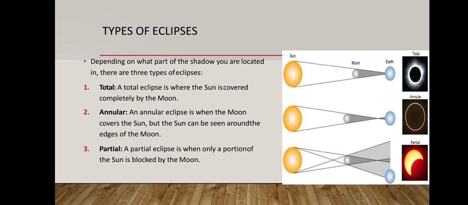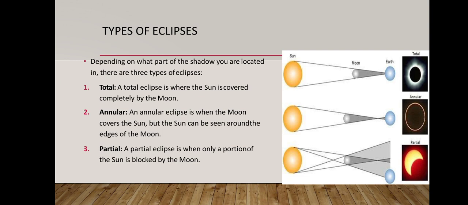So what is a total eclipse? A total eclipse is where the sun is covered completely by the moon. So in this eclipse the earth will be completely dark, it will not receive even a little bit of light at all. And another eclipse is when the moon covers the sun but the sunlight can be seen around the edges of the moon.